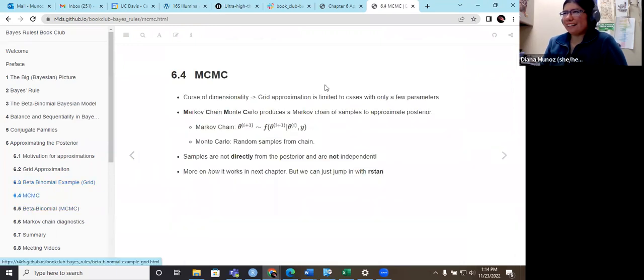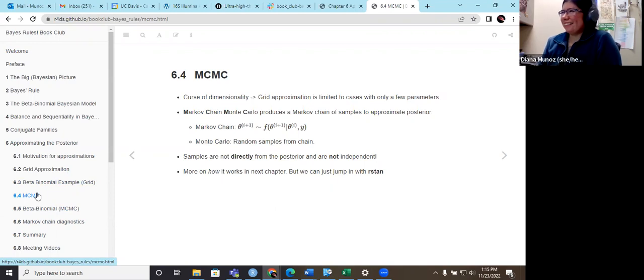Okay, and then they go through an example using the Poisson gamma distributions that people can check out on their own time. Grid approximation has some limitations, mainly that it doesn't allow larger calculations. So with more complicated models where you have multiple parameters, you're quickly gonna run into computational issues.